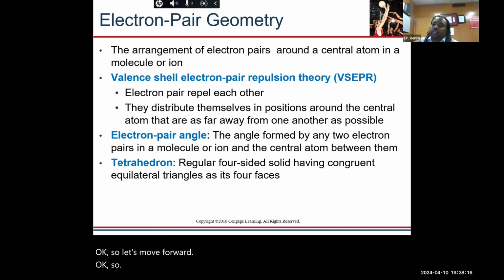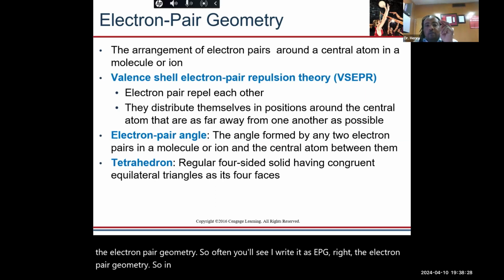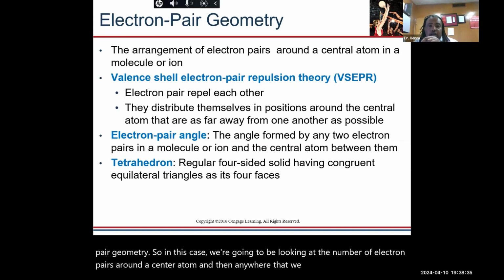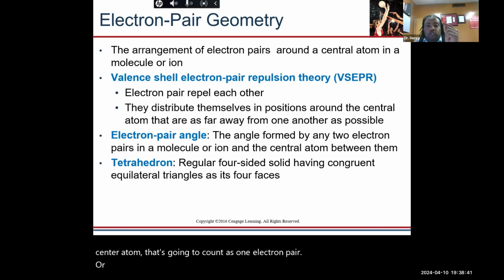So the next thing that we're going to be taking a look at is the electron pair geometry. Often you'll see I write it as EPG, right? Electron pair geometry. In this case, we're going to be looking at the number of electron pairs around a center atom. Anywhere that we see lone pairs around the center atom, that counts as one electron pair, or if it's attached to another atom.